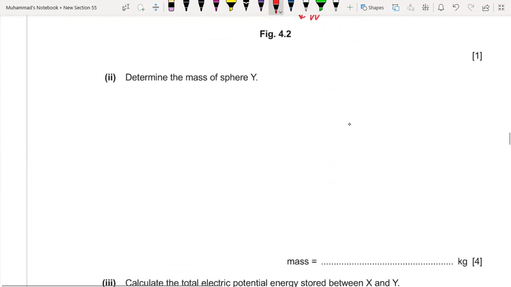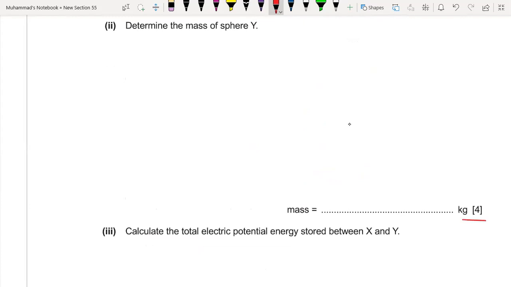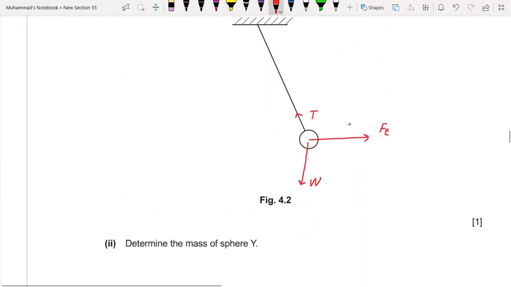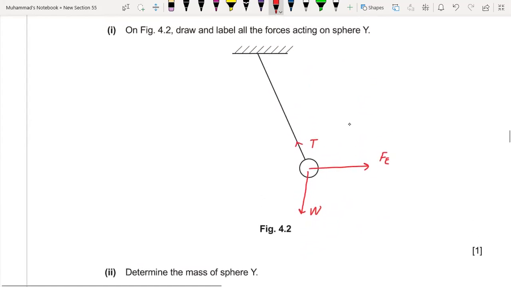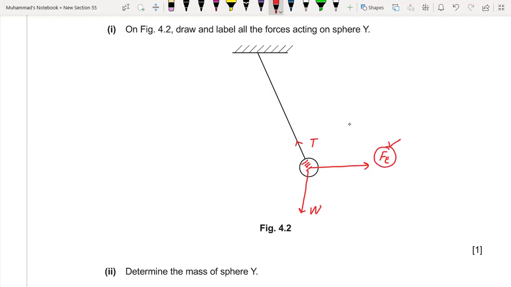Determine the mass of the sphere. This is a 4-mark question. How would you find the mass of this sphere? For mass, we should find the weight, and for weight, as this is in equilibrium, we should first of all find the electric force. If we have the electric force, then using the equilibrium condition, resultant force as 0, we will be able to find the weight of this object.